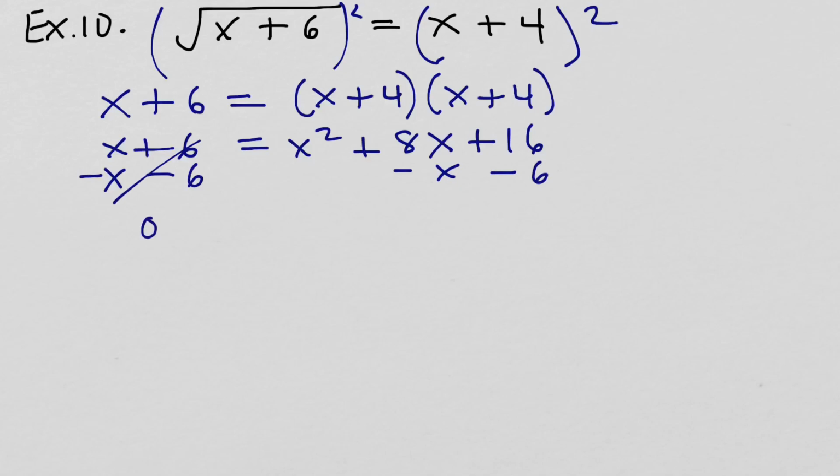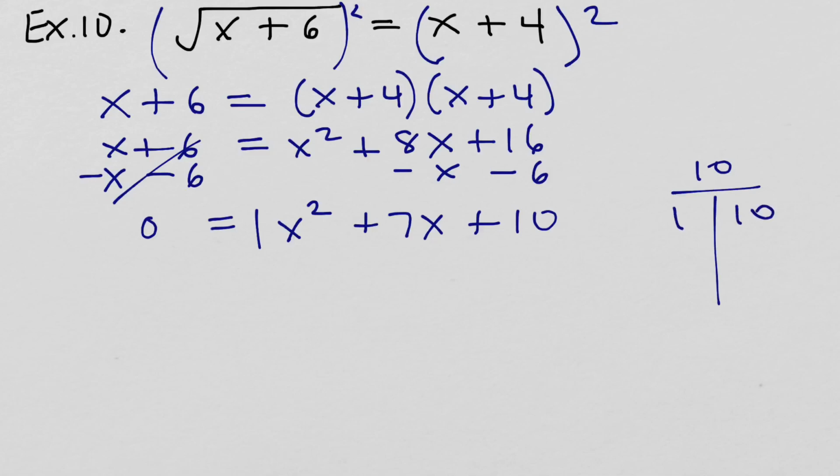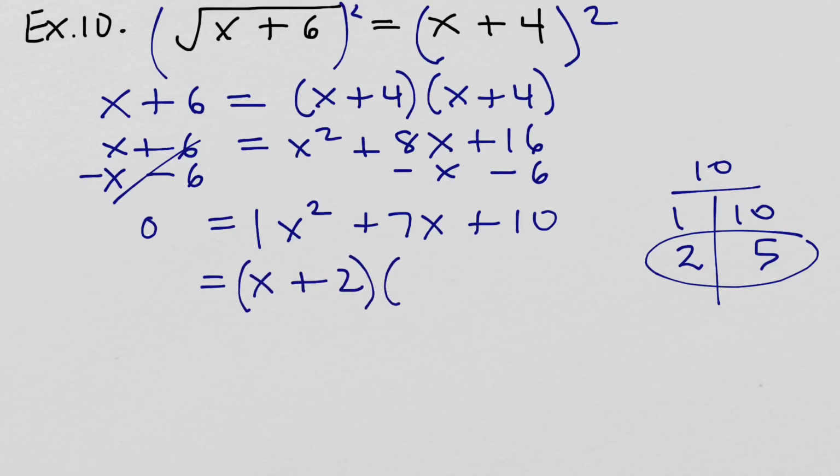So I'll have 0. So I have x squared plus 7x plus 10 equals 0. So I'm going to check to see if I can factor this. So I have 1 times 10. And I have to multiply to give positive 10 and add to give positive 7. So I can factor this. Leading coefficient of 1. So I can place these numbers in the factors directly. So if you have factors, you know solutions, opposite sign.